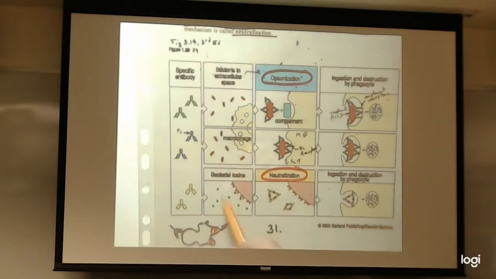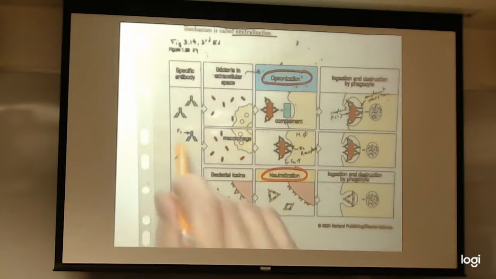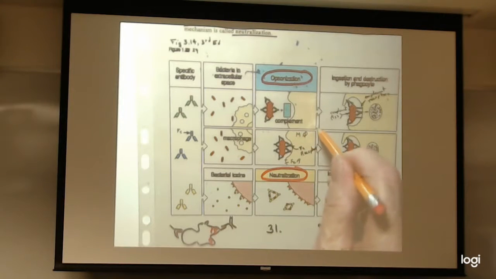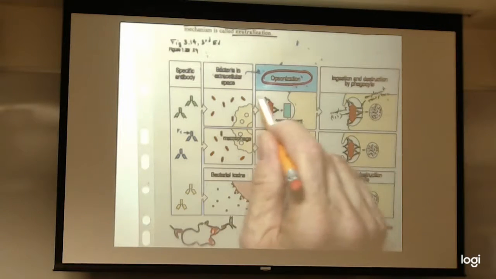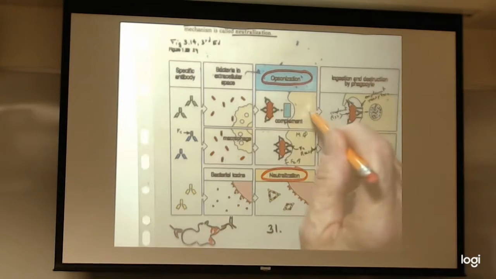Also, some bacteria have to bind to the surface of the cell when they get into the cell. The antibodies that coat the surface of the bacterium prevent it from binding receptors and getting into cells.